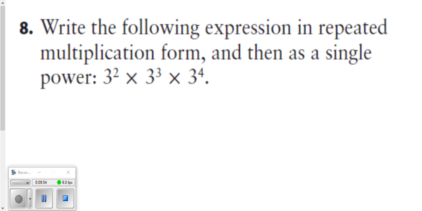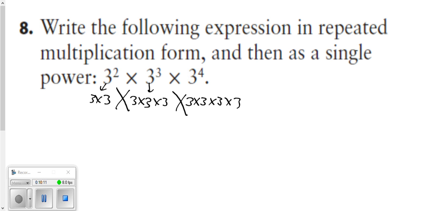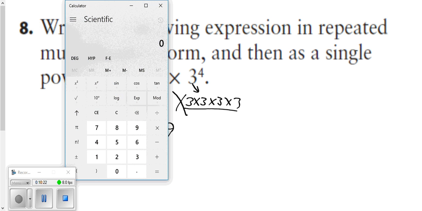Question 8. Write each of the following expressions in repeated multiplication form. So here, in repeated multiplication, it would be 3 times 3 multiplied by 3 times 3 times 3 multiplied by 3 times 3 times 3 times 3. It's 3 to the exponent of 6, 3 to the exponent of 6, and the exponent of 4 on this. So 3 multiplied by itself 4 plus 2 is 6, 90 times, which is 3 exponent 90.